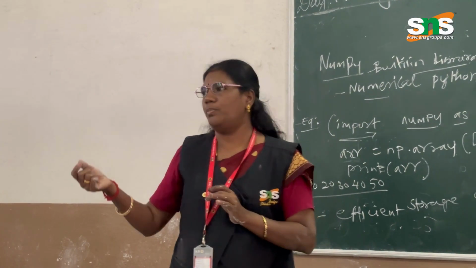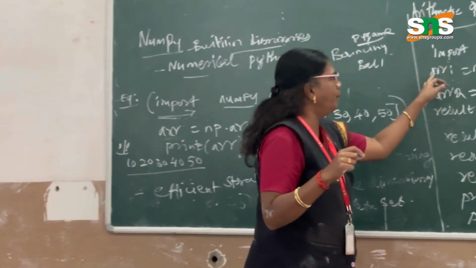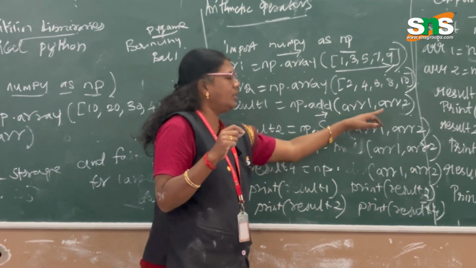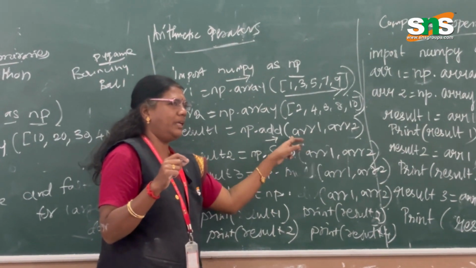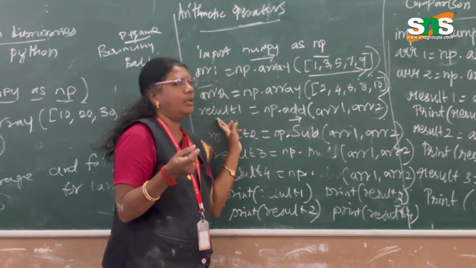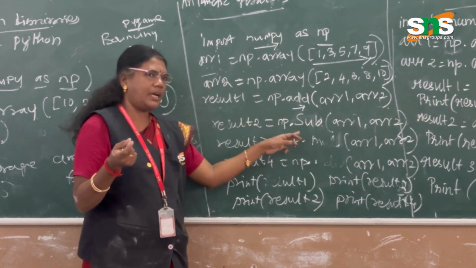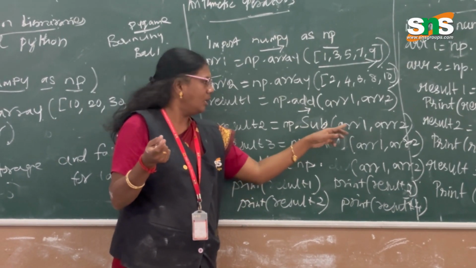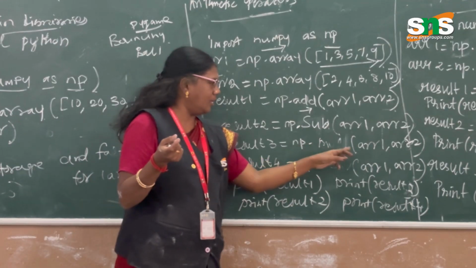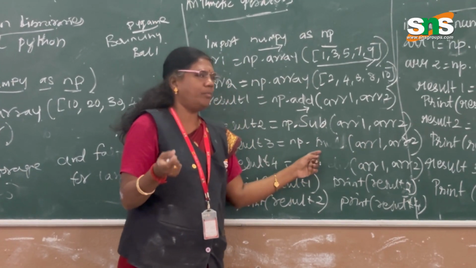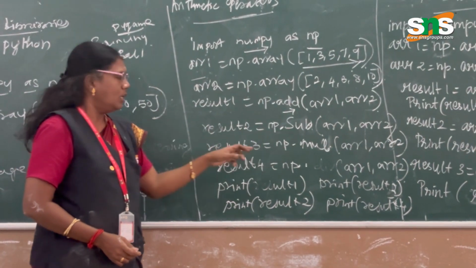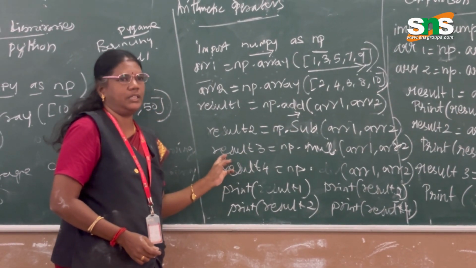Okay, these are the various built-in functions available in NumPy built-in libraries. np.add(array1, array2): array 1 and array 2 will be added, and the result will be stored in the variable result 1. Again, subtraction: np.subtract(array1, array2), the value will be stored in result 2. Next, multiplication: invoke the function np.multiply(array1, array2). The result will be stored in a variable result 3.